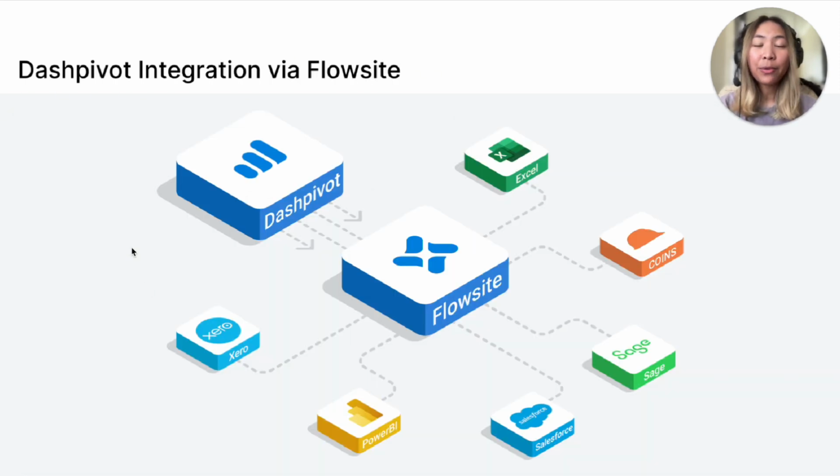Dashpivot can be used for many other use cases, and data can be synced to external tools such as SharePoint, Excel, Power BI, etc. using our integration product FlowSite. With this, you can seamlessly transfer your data from Dashpivot to your preferred data storage, analytics, or any other tools.